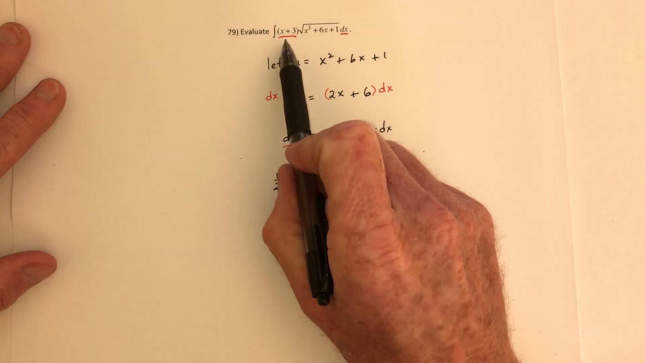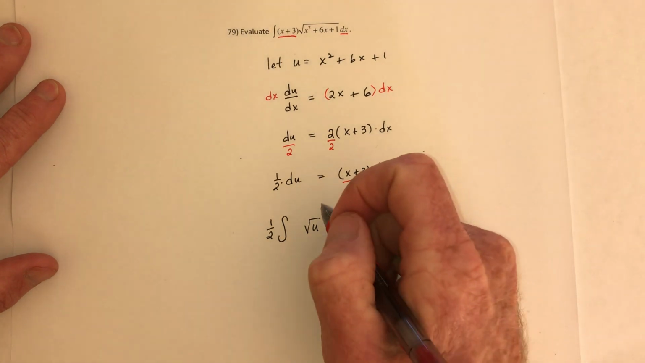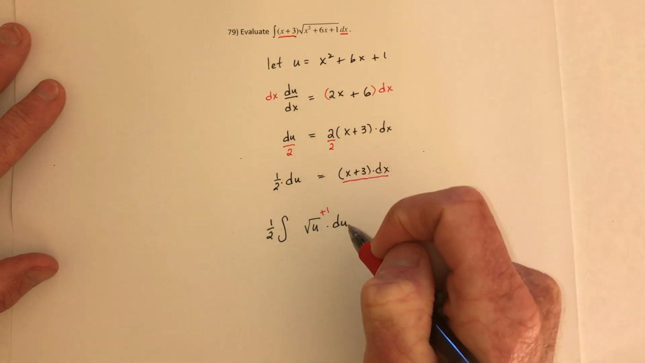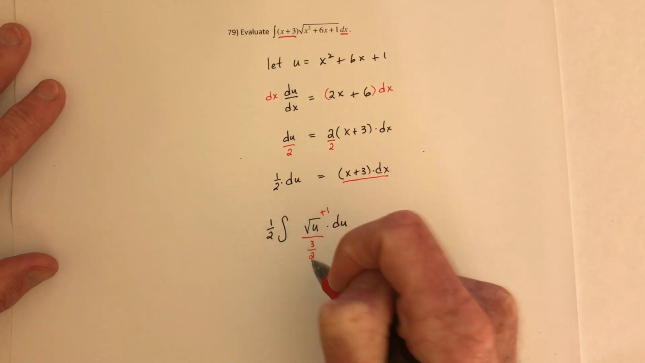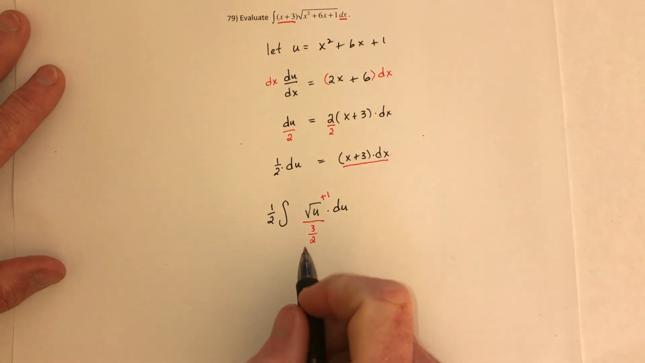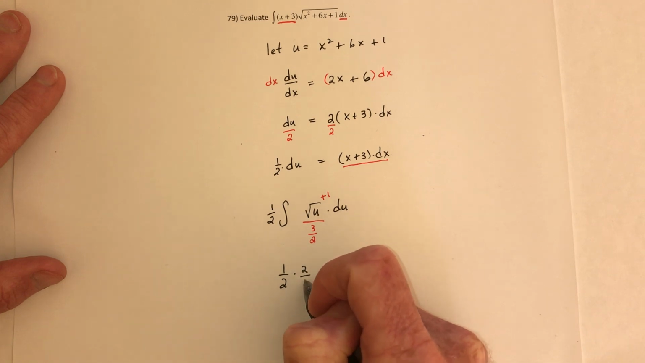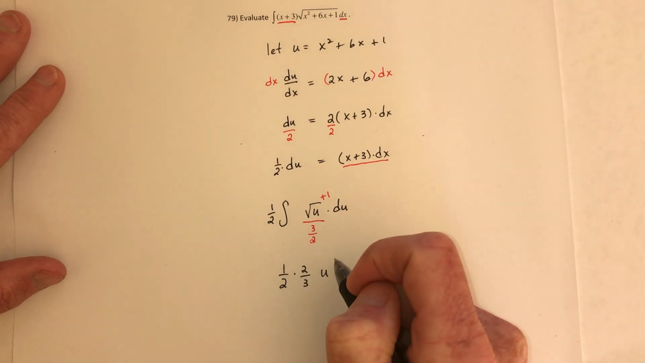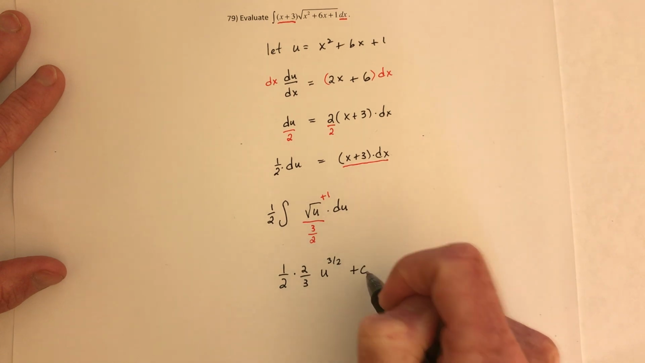Now, we've basically taken a complicated problem and turned it into a much simpler version. So you could think of this square root as u to the 1/2, and then add 1 to the exponent, which is going to be 3/2, and divide by 3/2. So when you divide by a fraction, that means invert and multiply by 2/3. And then it's going to be u raised to the 3/2. We're now done integrating, so put plus c.